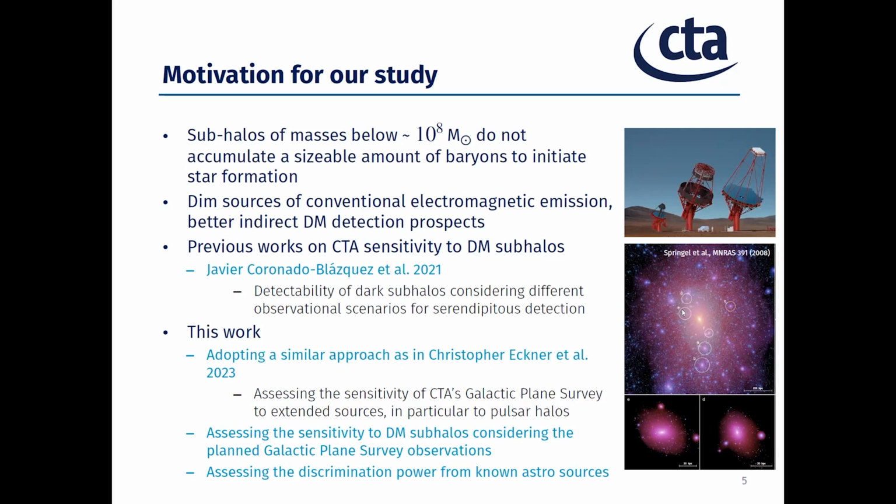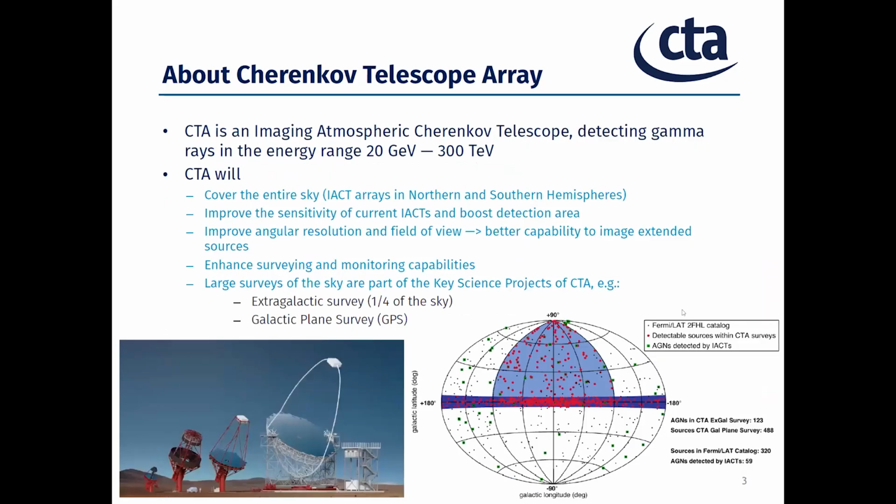There have been previous works done on predicting the CTA sensitivity to dark matter subhalos. This was done by Coronado Blasquez in 2021, where they assessed the sensitivity of CTA to different observational scenarios, but mostly to subhalos at higher latitudes. They were looking at the extragalactic survey that I presented, and mostly at how many subhalos could be serendipitously discovered in the extragalactic survey.